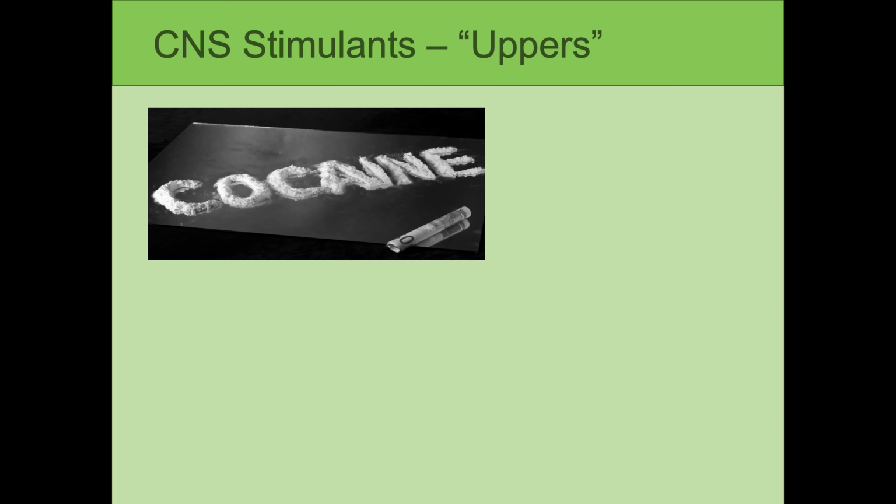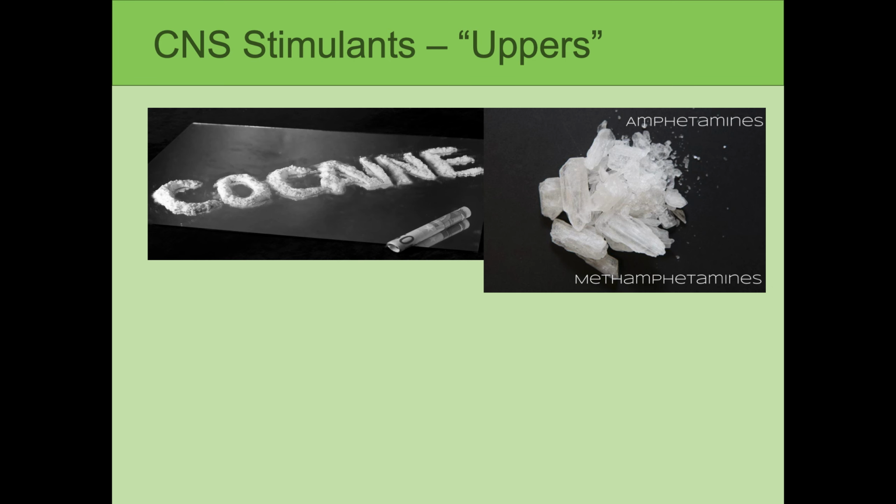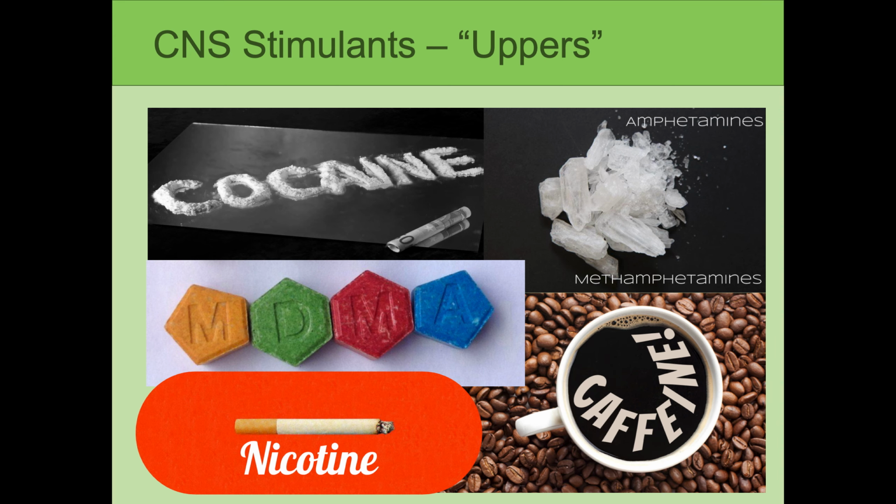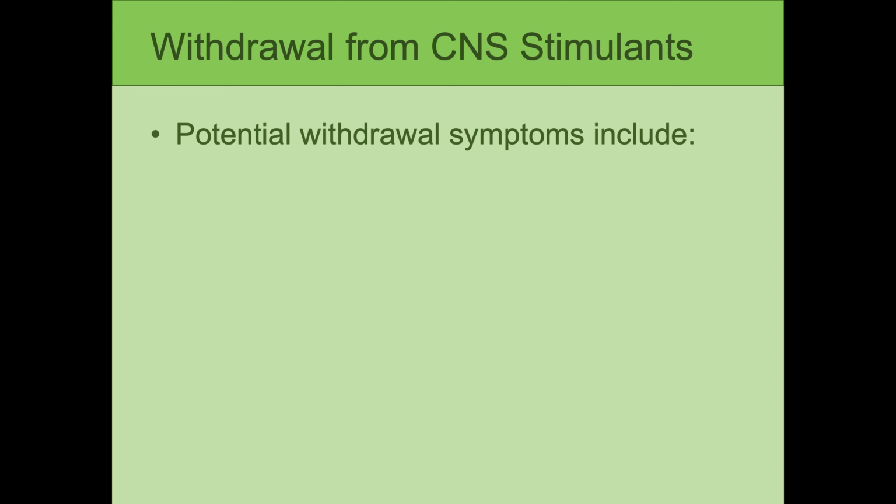So let's talk about CNS stimulants or uppers. With uppers, we have things like cocaine, amphetamines and methamphetamines, MDMA, or the other name for this is ecstasy or Molly, nicotine, and caffeine. So what are some of the things that a CNS stimulant is going to do? What would we expect to see happen in individuals who are taking a CNS stimulant?